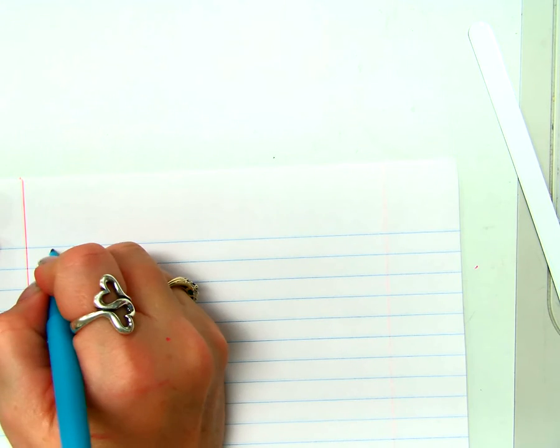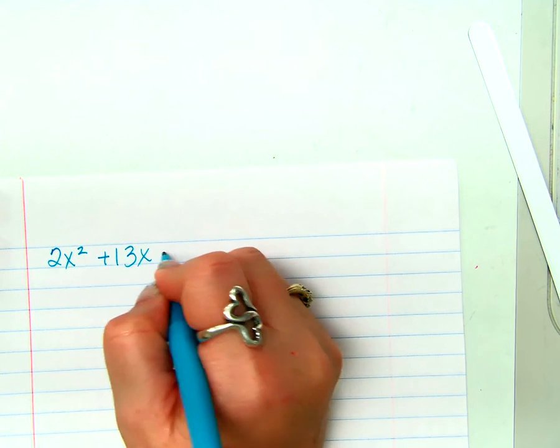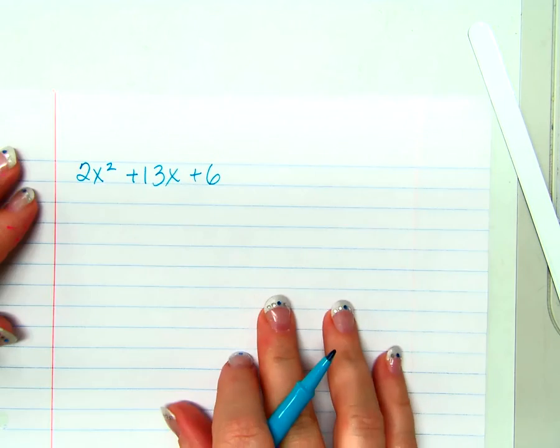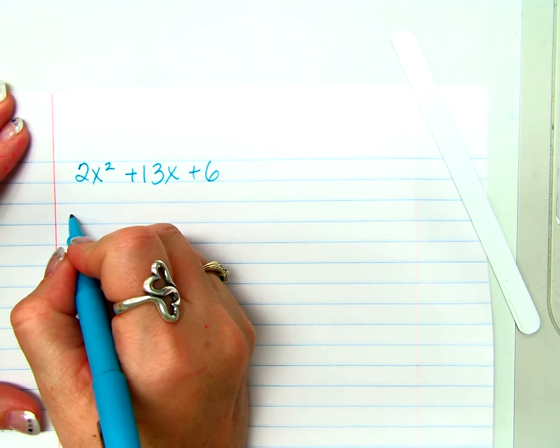Okay, so are you ready for this? I bet you are. 2x squared plus 13x plus 6. Can I just figure out what multiplies to be the last and adds to be the middle? Can I do the shortcut on this one? No. Why can I not do the shortcut? Because I have a 2 in the front. So what I need to figure out first?